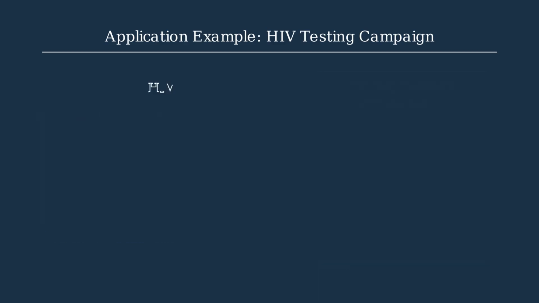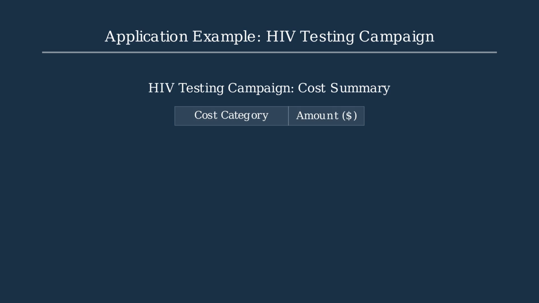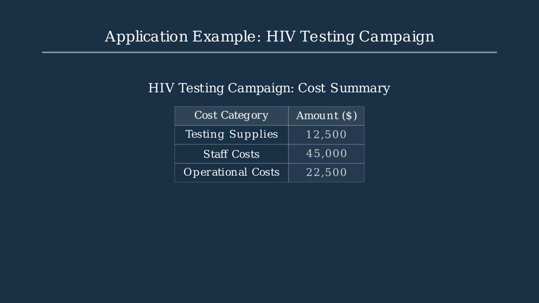Now let's summarize all the costs for our HIV testing campaign. Our cost summary includes the main categories and their associated amounts. Testing supplies cost $12,500. Staff costs are the largest expense at $45,000. Operational costs amount to $22,500.